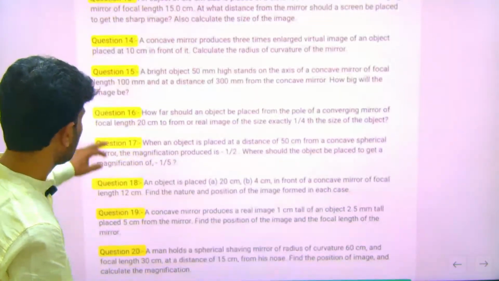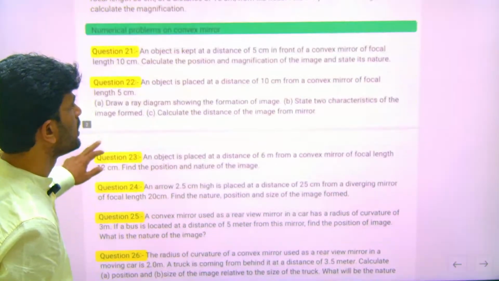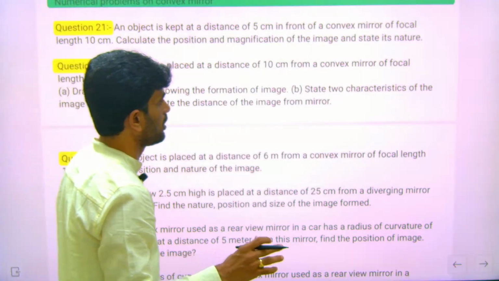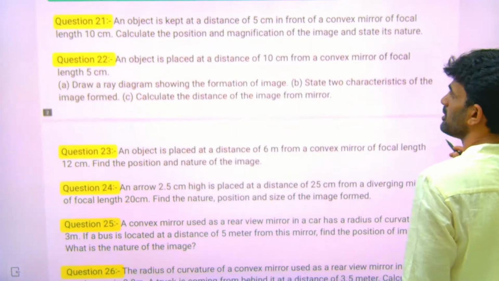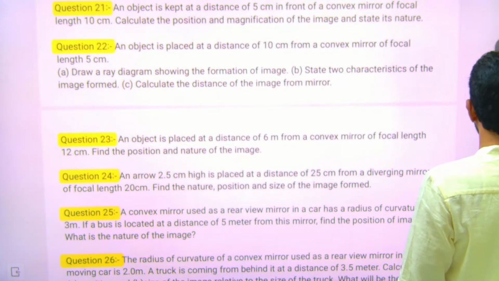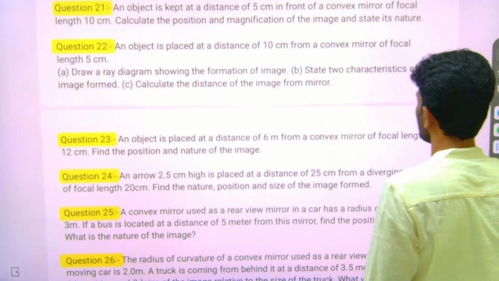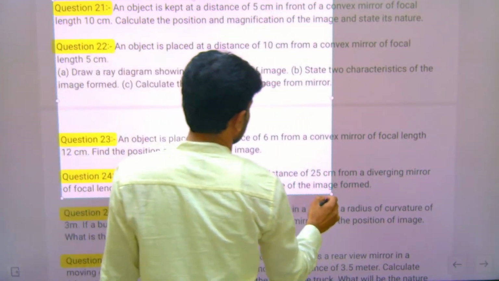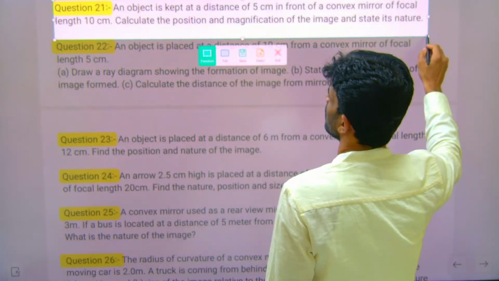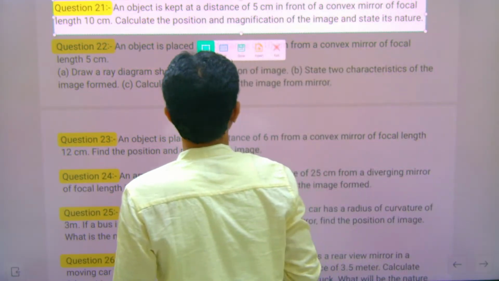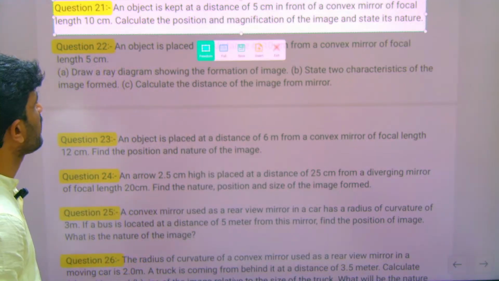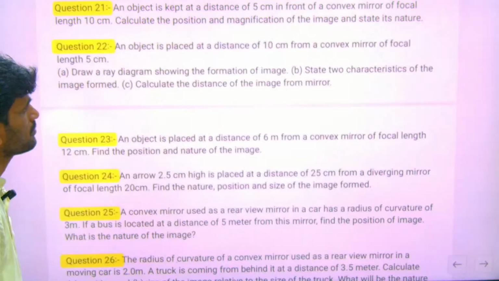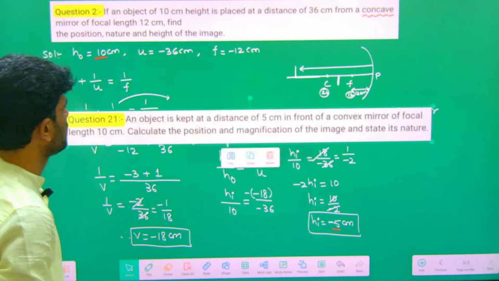There are so many problems we have. The more you practice, the more perfect you will be. I can tell you that in the final exam you will compulsorily get one problem from light. So it is better to be perfect in numericals of light and electricity. Numericals will be there, and there will be a compulsory question in the final exam. Try to be perfect in these topics.